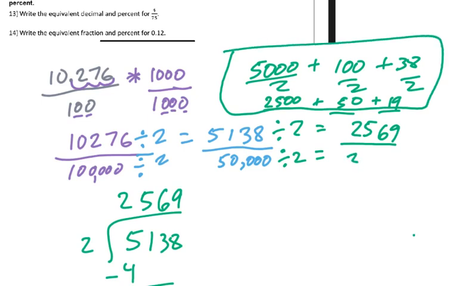The bottom is just going to become 25,000. So we have 2569 over 25,000. Now, we know that the bottom is not divisible by 3. So at this point, there's not going to be a very straightforward number that works with both of these.